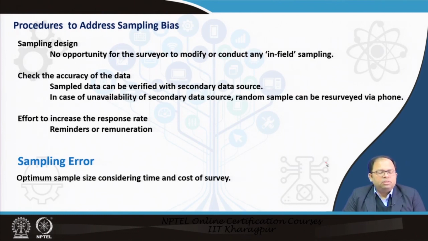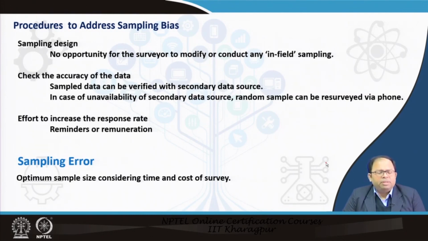And then we need to check the accuracy of the data. So how do we do that? Either we can verify the data with a secondary source, or if a secondary source is not available, then for part of the survey we can resurvey via phone or directly, and then we can find out if the responses are the same. We can also try to increase the response rate by either giving multiple reminders or by paying money for filling up the forms. So these are the different ways we can address sample bias.